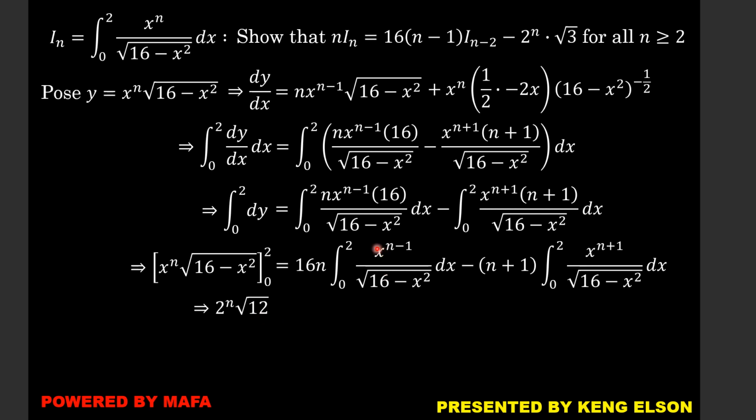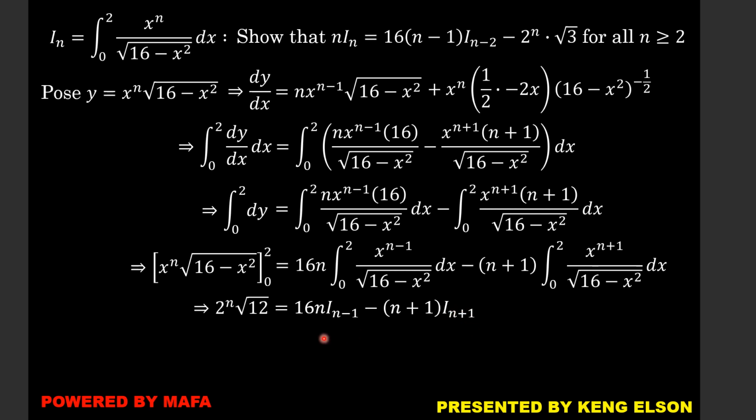Now if you look clearly, you realize that this integral is I of n minus 1 and this integral is I of n plus 1. Basing ourselves, I of n is equal to the integral from 0 to 2 of x to the n divided by the square root of 16 minus x squared. So you see the subscript is n and the power of x is n. So that's a relationship. When the power of x is n minus 1, the subscript becomes n minus 1. And when the power of x is n plus 1, the subscript becomes n plus 1.